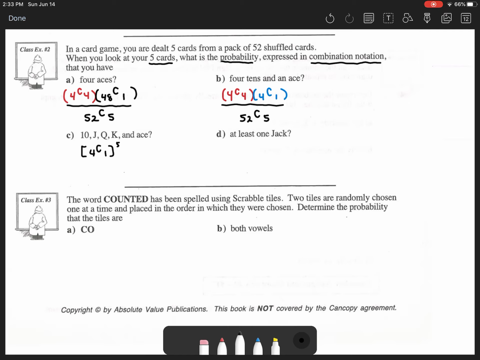So I would be multiplying them all together, wouldn't I? So that's like 4, choose 1 to the exponent of 5. Then I divide by all possibilities, which would be 52, choose 5.